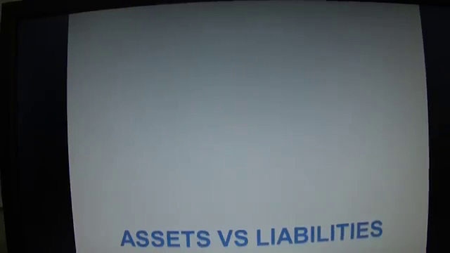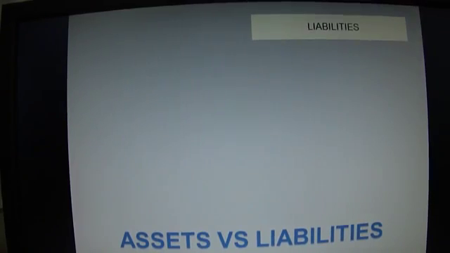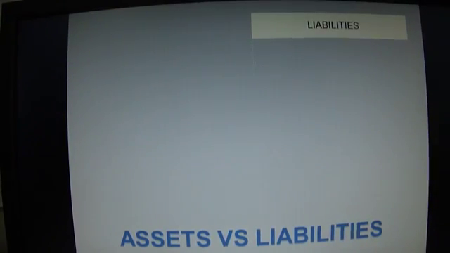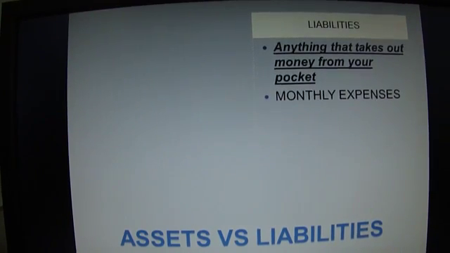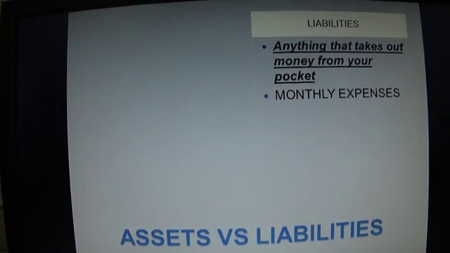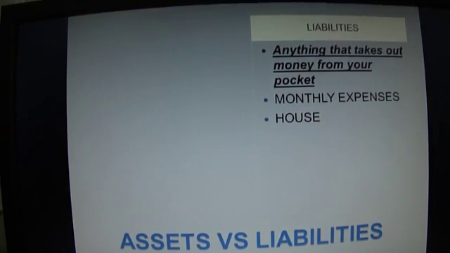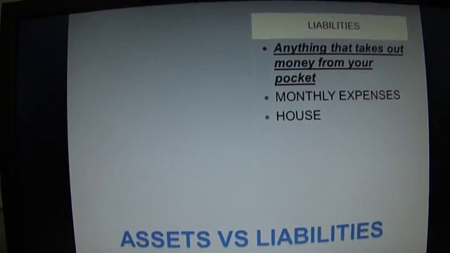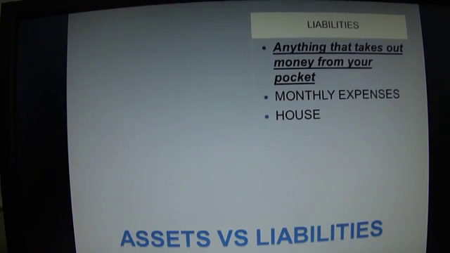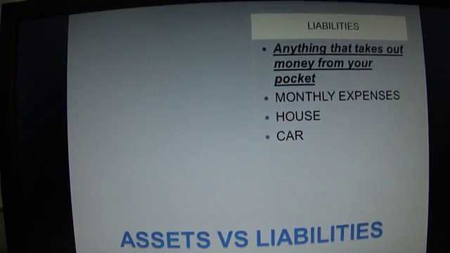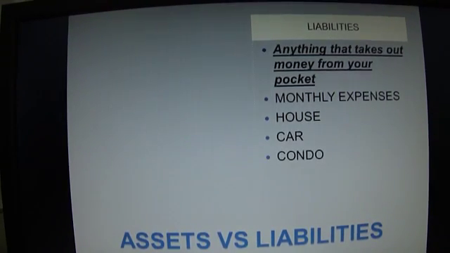Next slide is our balance sheet, composed of assets and liabilities. Liabilities are anything that takes money out of your pocket. Examples of these are our monthly expenses. Why? A house can be classified as a liability because we still pay for insurance and maintenance of our house. Meaning, money is flowing out. The same thing with our car and our condominium, if we have it.